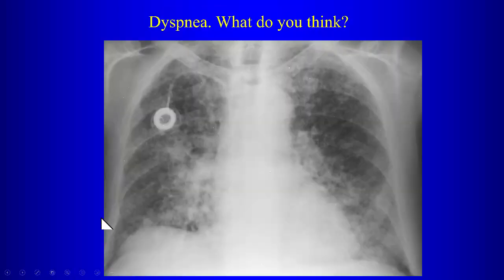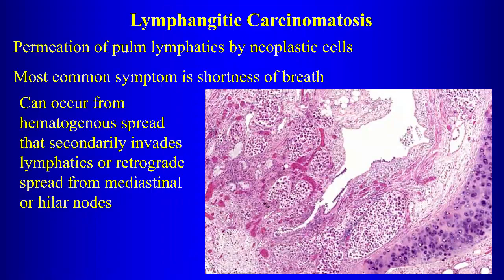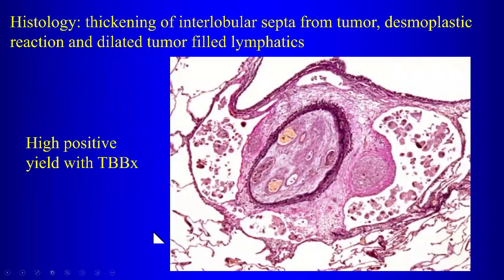So this can also look like interstitial disease on a chest radiograph to give you, in this case, a reticular nodular pattern, but it can look like an interstitial pattern also. So we've covered lymphangitic carcinomatosis before. This is when we have permeation of the lymphatics by these neoplastic cells. And so you have these neoplastic cells here in the lymphatics, and that can look like interstitial disease on the chest radiograph. Patients can be short of breath.